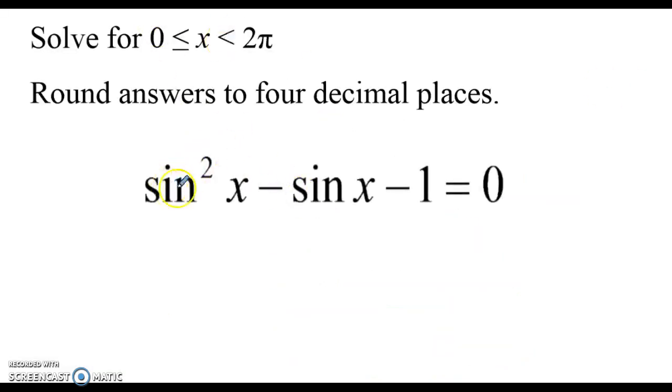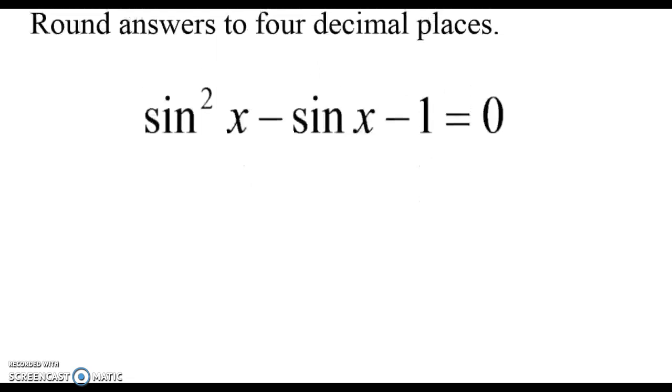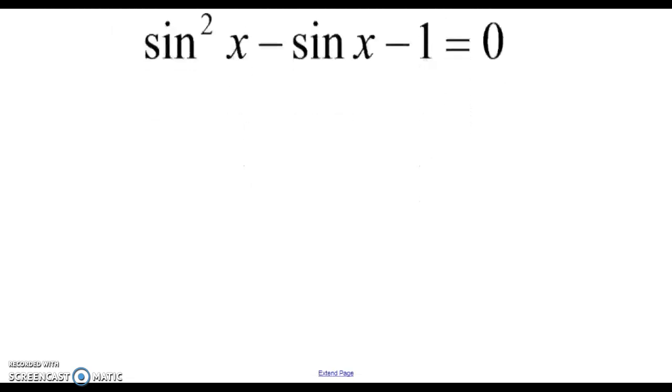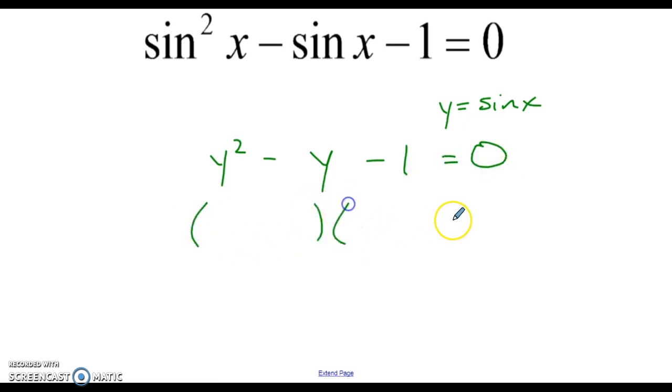You'll notice this is a quadratic trig equation. So you can see that I've got a sine squared and a sine. If you're following what I like to do, I like to substitute in a variable for my trig function. So I'm going to replace sine of x with a y, and I get y squared minus y minus 1 equals 0. I then factor this quadratic, and let's see, that's y and y, that's 1 and 1, and then 1y and 1y.